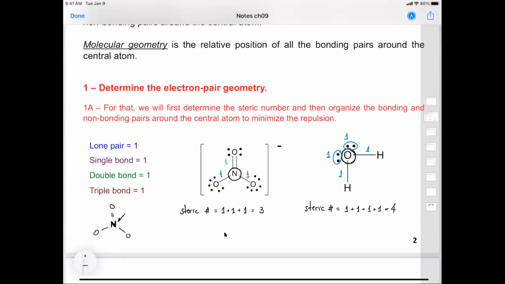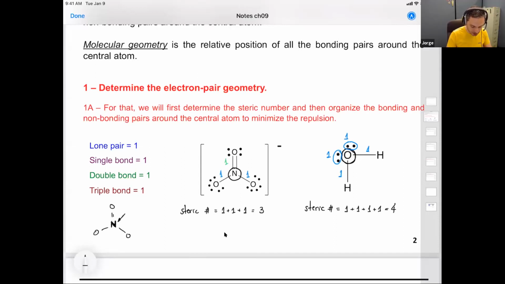Okay, thank you. See here? Yes. Understood? Yes. Okay, cool. Yes, whatever is on the oxygens, that will not matter for the molecular geometry.